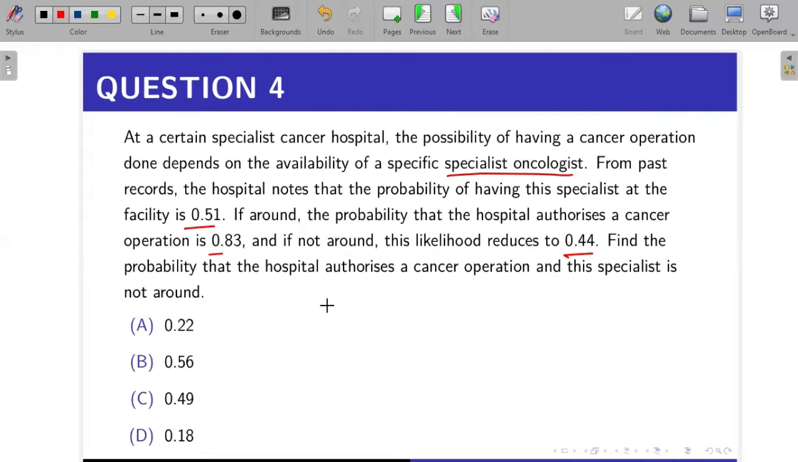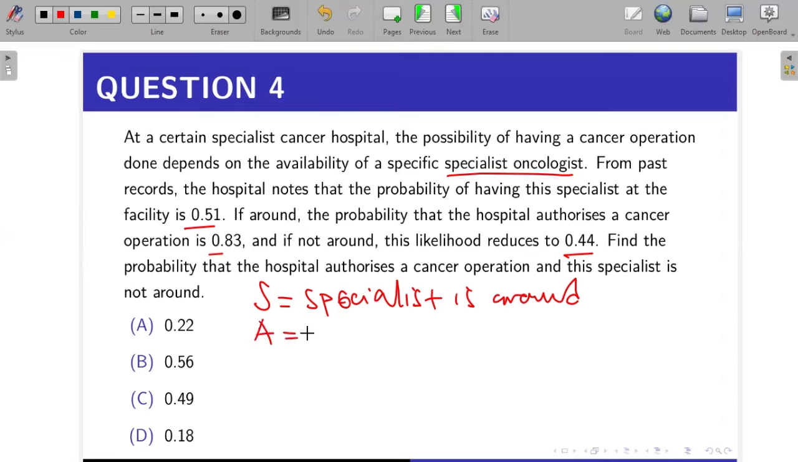Now the question is, find the probability that the hospital authorizes a cancer operation and this specialist is not around. Okay, so I'm going to say, let S represent the event that the specialist is around. Let S be the event that the specialist is around, and let A be the event that they authorize a cancer operation.